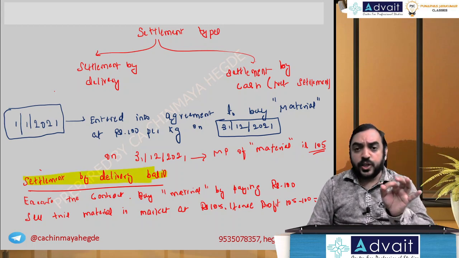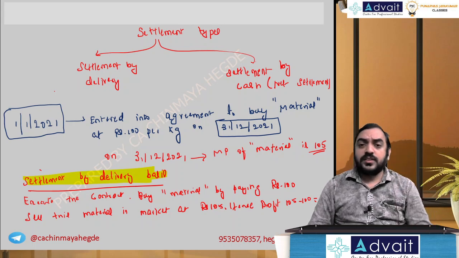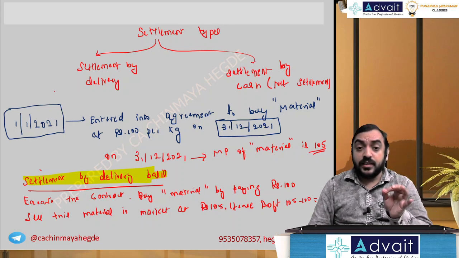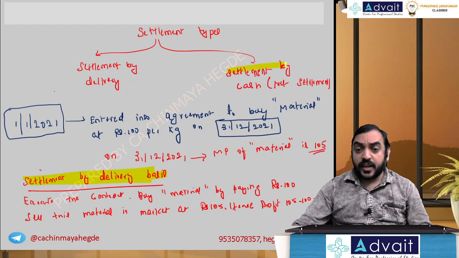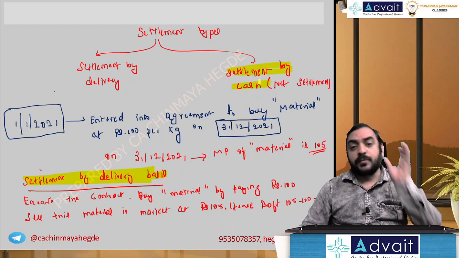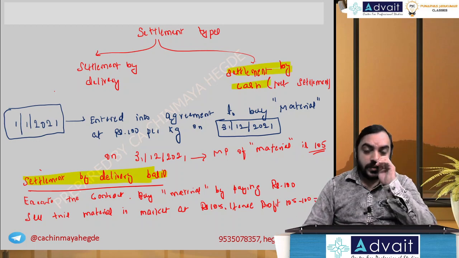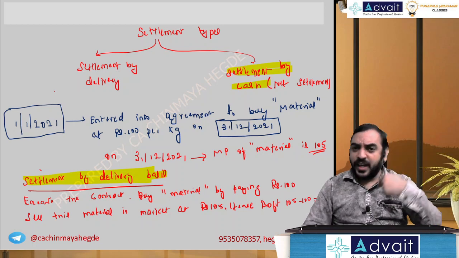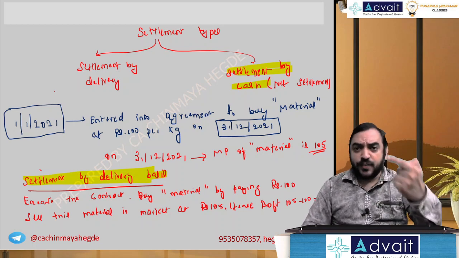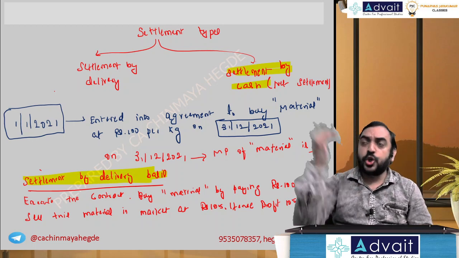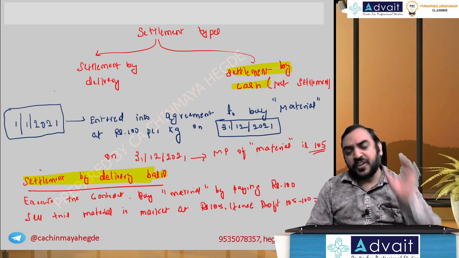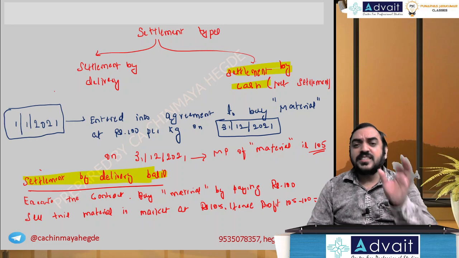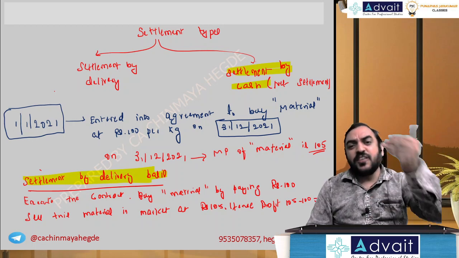Now let me tell you how the transactions will be settled if it was settlement by net basis, or settlement by cash basis. What the other person will tell is: you will pay me 100 rupees, I will give you material, you go to the market and make a profit of 5 rupees. Instead of that, I will only give you 5 rupees.